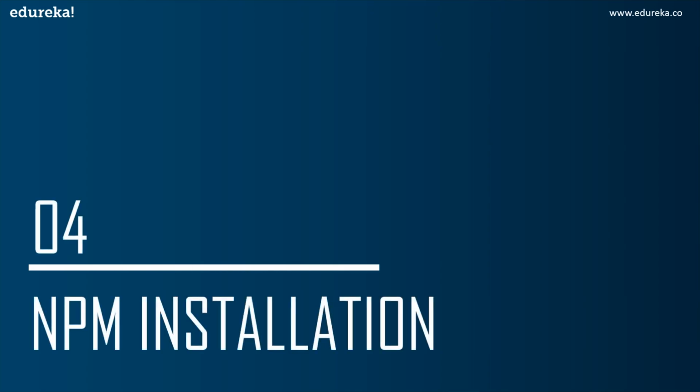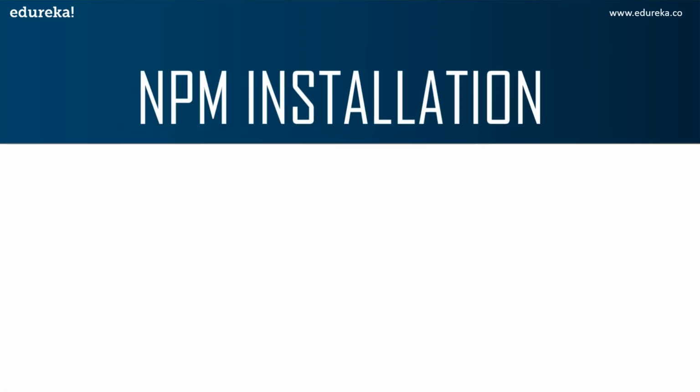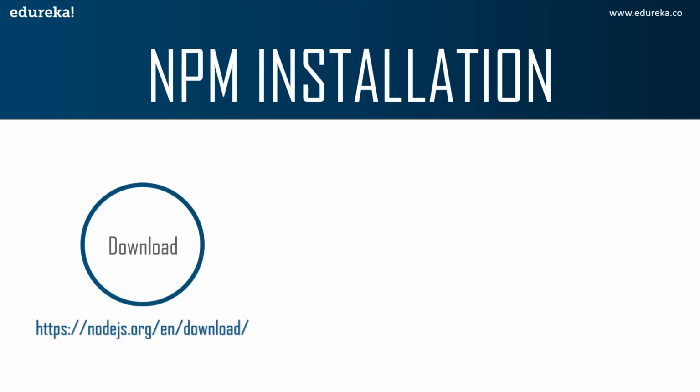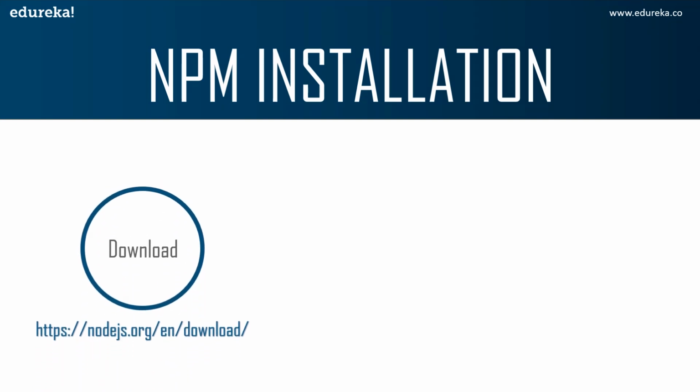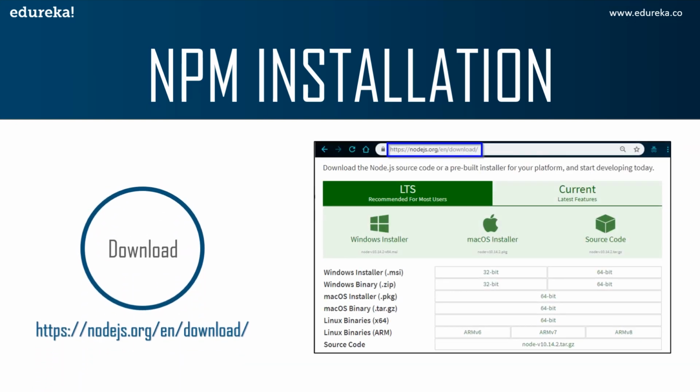Now npm installation. As I said, first of all, you have to download Node.js from the website nodejs.org. You have to download and install it. You can install either the LTS version or the current version, that's not a problem at all. But before using npm, you must install Node.js, because npm comes with the installation of Node.js. It's not a separate installation. You have to install Node.js to go ahead with npm projects.